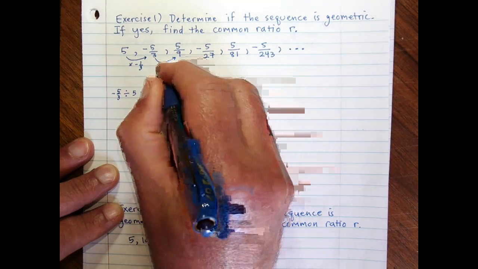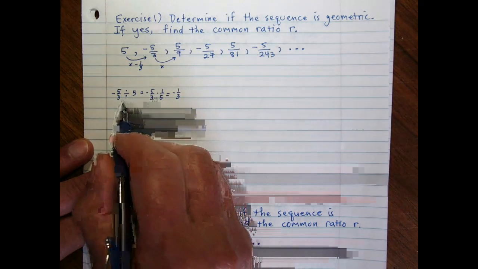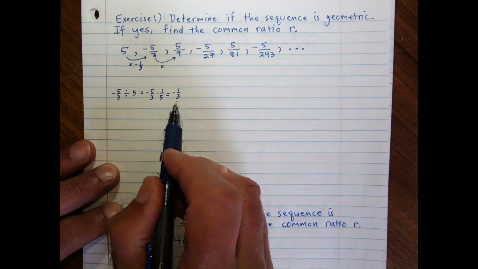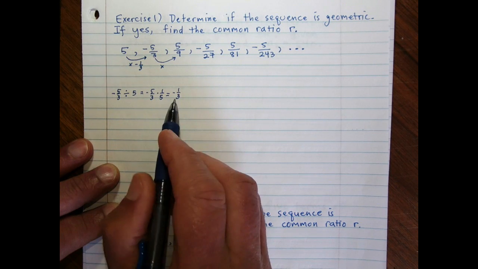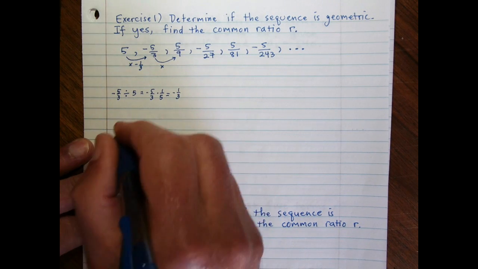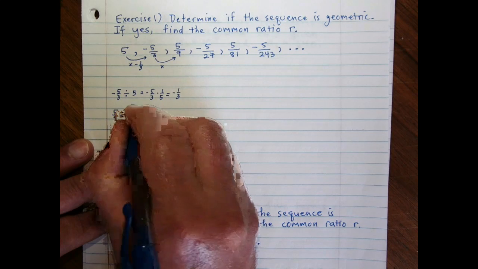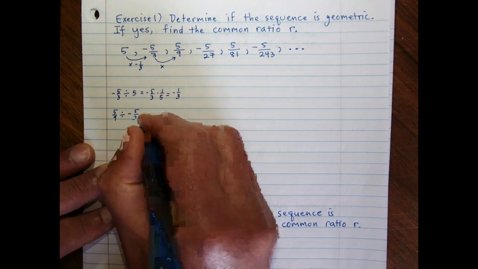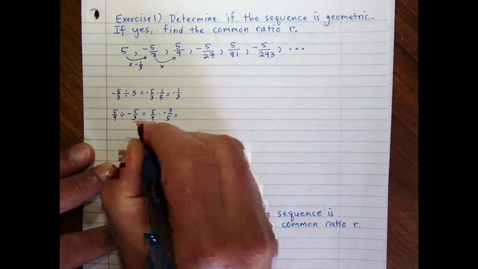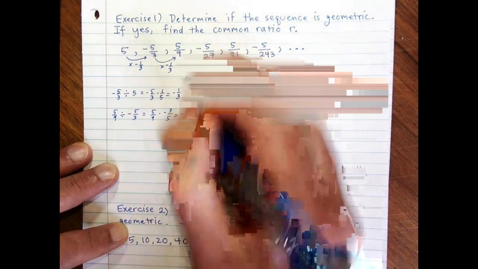Now I have to see if that same number keeps working all the way down the line. Now notice, because I divided one term by the preceding term to get that negative 1/3 constant, that's where the name common ratio comes in. The word ratio is related to division. So now I'm going to take 5/9 and divide by negative 5/3, and that's 5/9 times negative 3/5. Now the 5's will cancel. I get negative 3/9 or negative 1/3, so that works here.